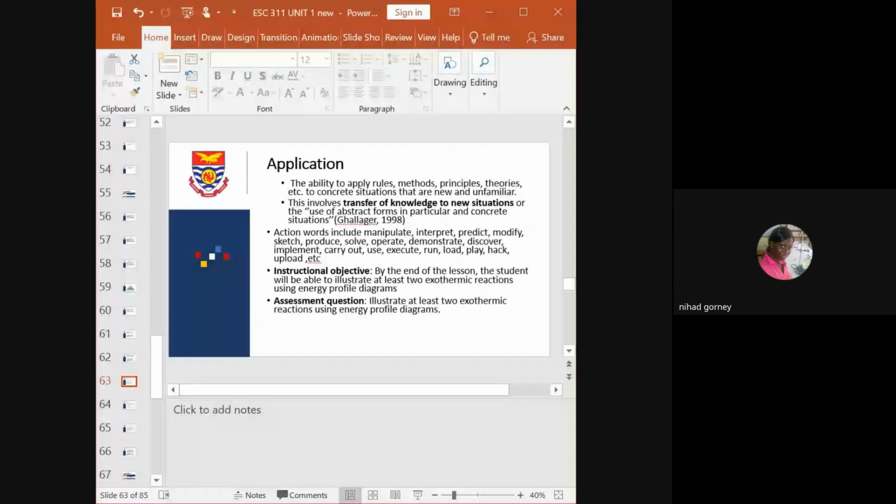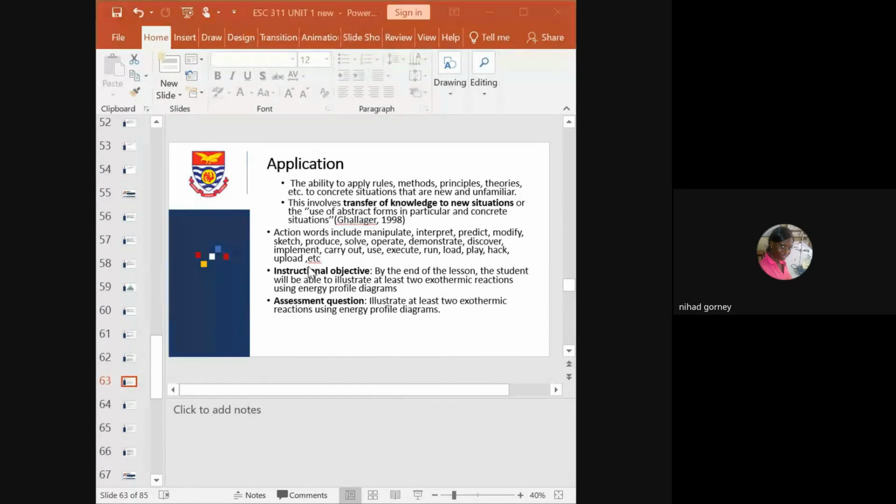Then we come to the next higher level, which is application. When it comes to application, we have being able to use rules, methods, principles, or theories that you know in concrete situations that are new and unfamiliar. So you transfer knowledge to new situations, or you use abstract forms in particular and concrete situations. For such, we use verbs like to solve, to operate, to demonstrate, to discover, to implement, and all that.